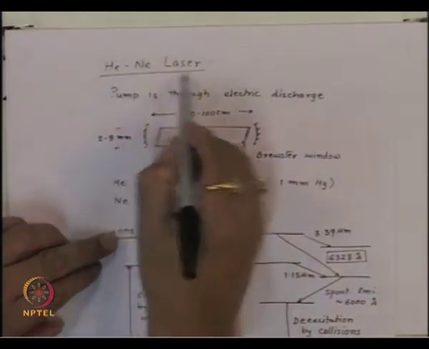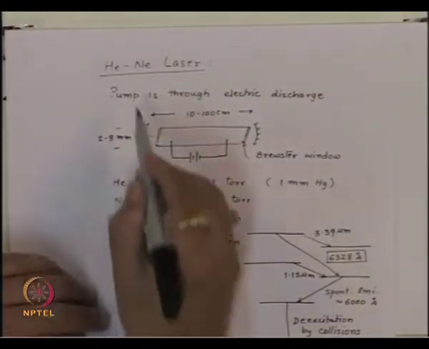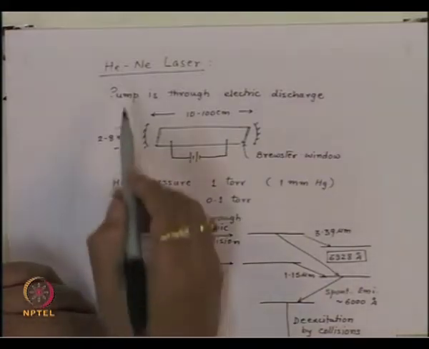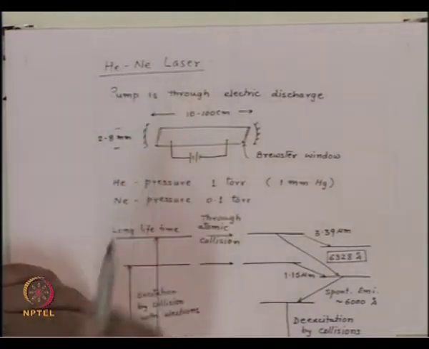Another laser which we see in laboratories is what is called the helium neon laser. In fact, this is the laser which is used in most of the pointers which give you a red spot. All the pointers which are used for seminars and all that essentially use what is called the helium neon laser.